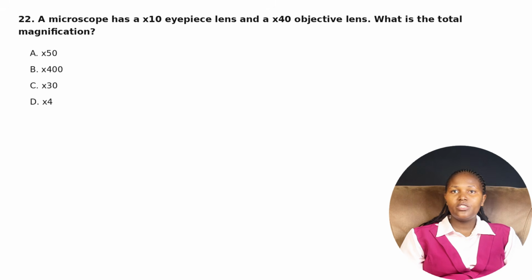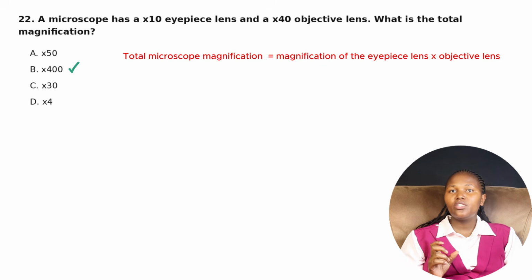The correct option is B, ×400, and I'll tell you why. Because total microscope magnification is found by multiplying the magnification of the eyepiece lens and that of the objective lens. You do not add them. You are not supposed to add 10 and 40. You are supposed to multiply them.